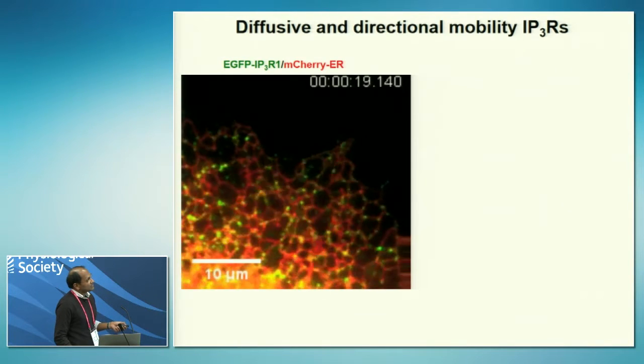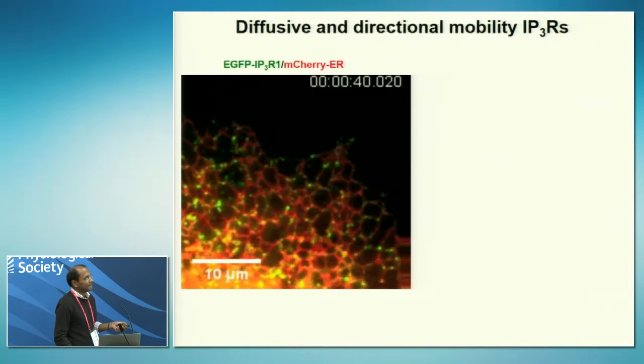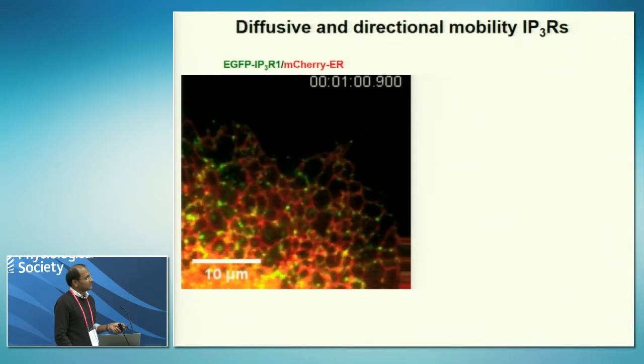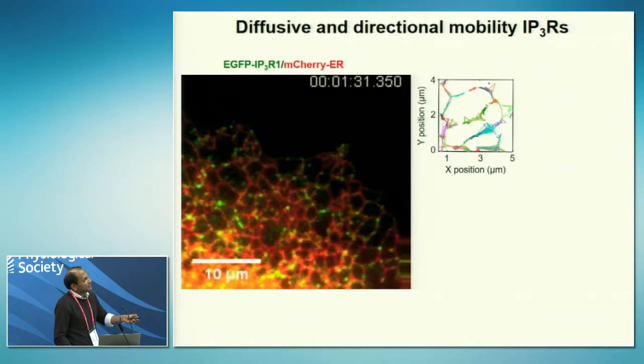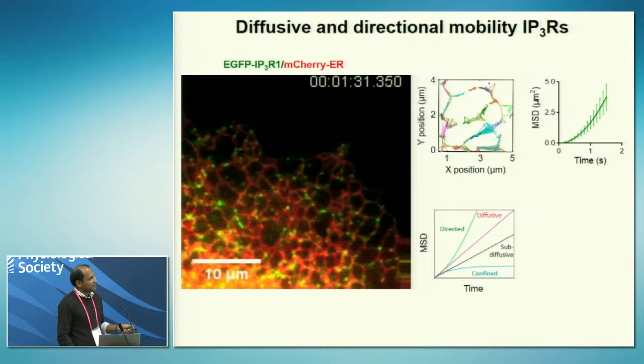Most of the IP3 receptors were mobile within the ER, and I used single particle tracking to quantify their mobility within the ER. And here are the single particle trajectories color coded according to their track. If IP3 receptors' movement within the ER is purely by random diffusion, then the relationship between mean square displacement and time should be linear. But what we find is a superlinear curve. This suggests that there is some directional mobility. Actually, some puncta are moving directionally.